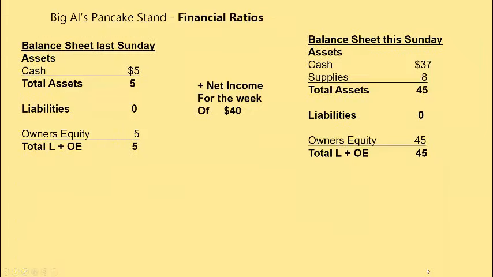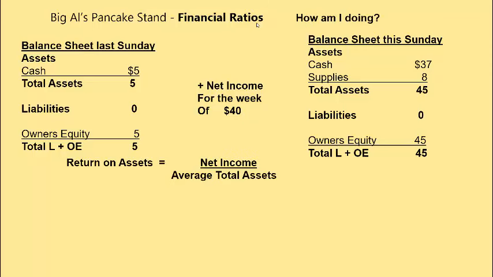And then one last little thing we're going to do is we've got the balance sheet from last week, the income statement from this week, and then the current Sunday's balance sheet. We're going to do a simple financial ratio, but very important to tell one more thing about how the business is doing, which will be return on assets. Return on assets is simply net income, which was our $40, divided by the average total assets, which are going to be 5 plus 45, add them together, which is 50, divided by 2, that's a simple average, which would be 25. And let's do that.